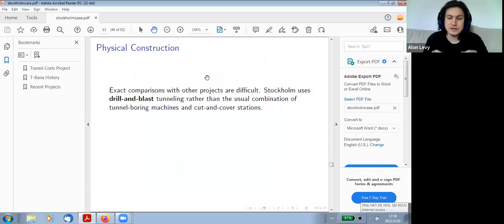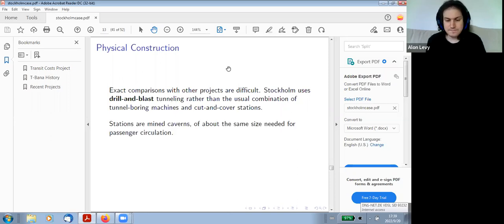Now, the physical construction is very difficult to compare with other things. Why is it difficult to compare? Because basically everyone globally uses TBMs, and then they build the stations cut and cover, and Stockholm instead uses drill and blast, and mines the stations. Now, normally drill and blast is supposed to be more labor intensive than a TBM. TBMs are more automated. However, TBMs are also not very reliable.